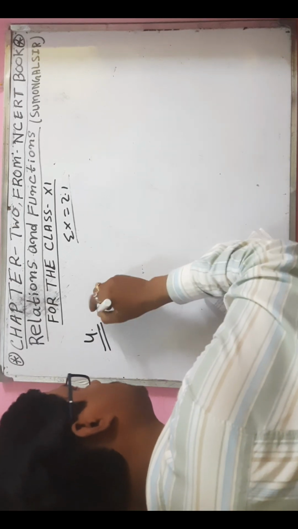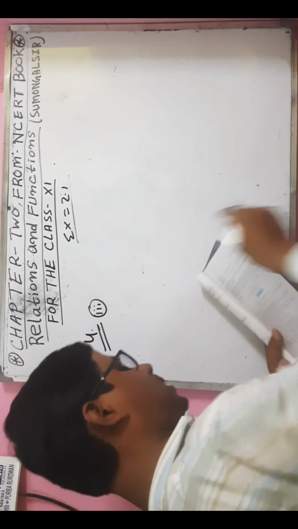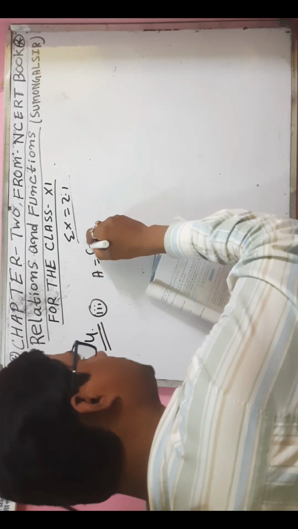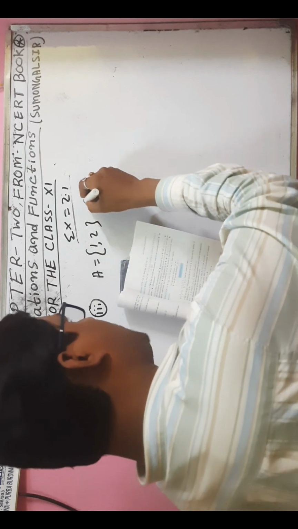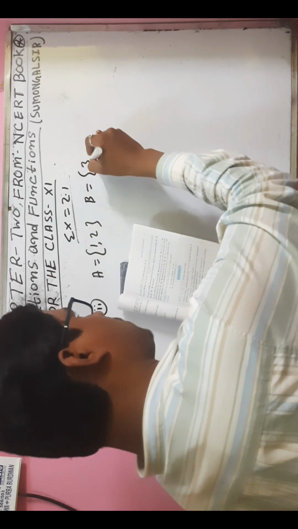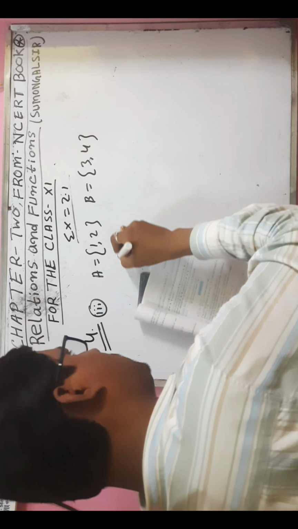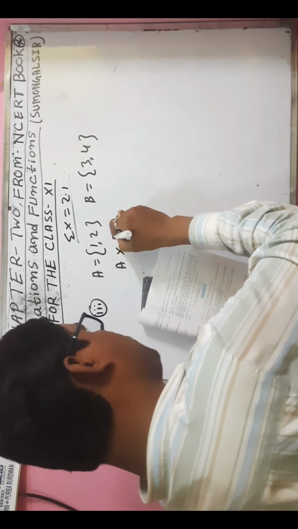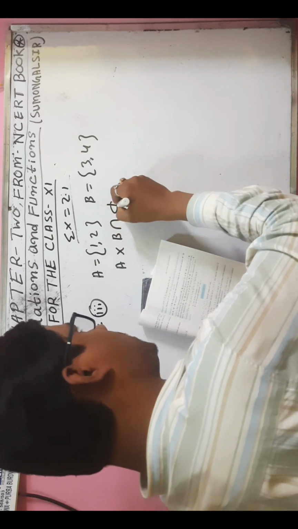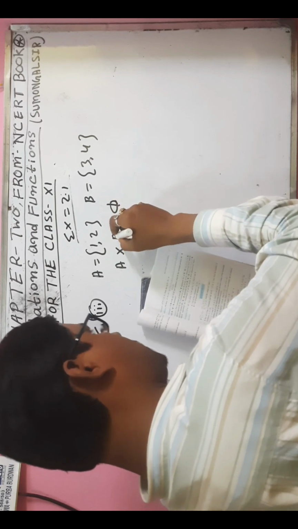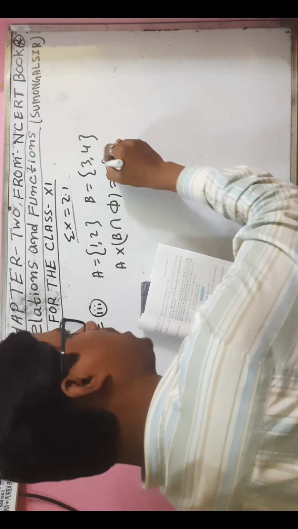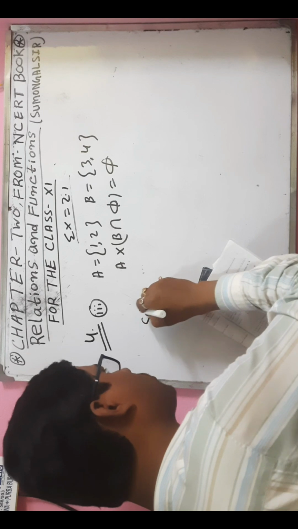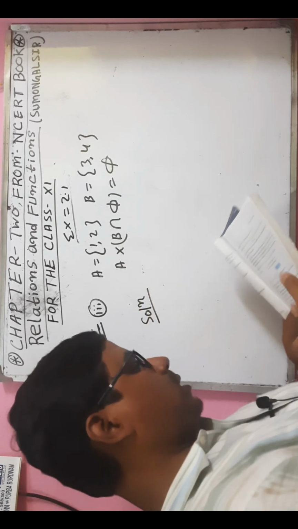Now question number 3 of 4 is: if A is a set with the elements 1 and 2, and B is a set with the elements 3, 4, then (A cross B) intersection phi is equal to phi. Is this true or false? Now we are moving forward to the solution part.